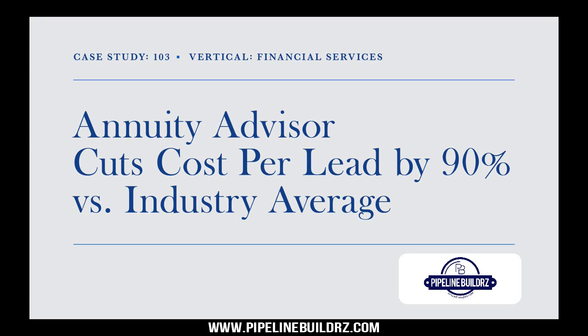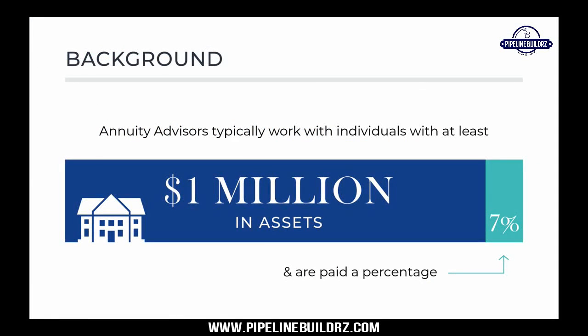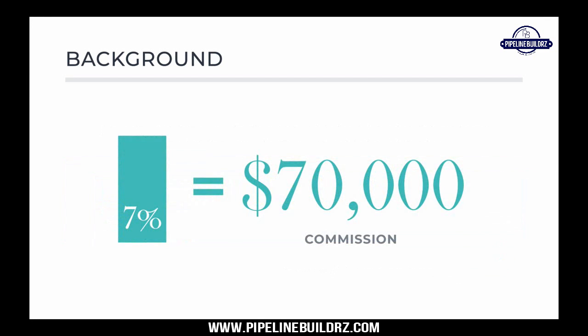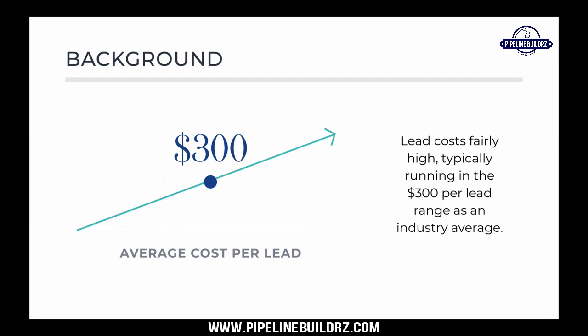We'll start, as we always do, with a little background on the client and the vertical. Annuity advisors are a niche within the financial advisor space. They typically work with individuals with at least $1 million in assets and are paid a percentage, typically 7%, of the assets they manage. So, to give you a typical scenario, the commission for the advisor on a client with $1 million to invest is $70,000.